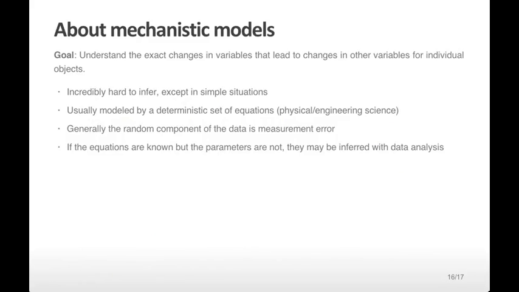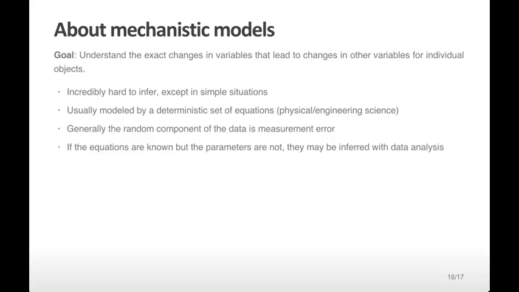The next type of statistical analysis is mechanistic models. Here, the goal is to understand the exact changes in variables that lead to changes in other variables for individual objects or people. What I mean by this is, if we change the value of a particular variable for one object, then another variable for that object will change in a very predictable way. This is incredibly hard to infer, except in very simple situations.